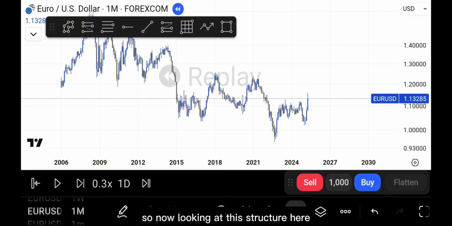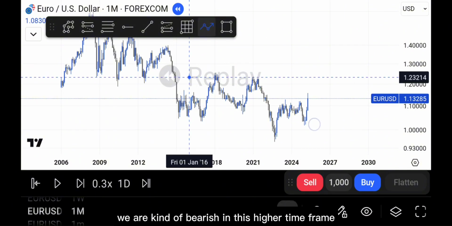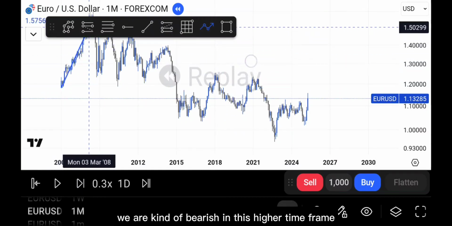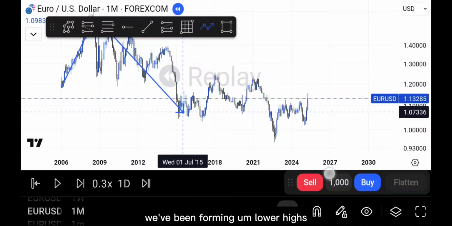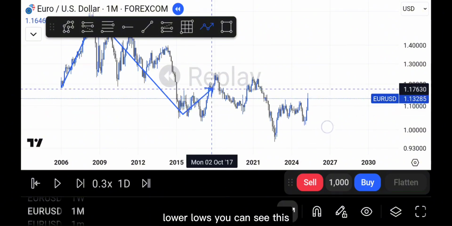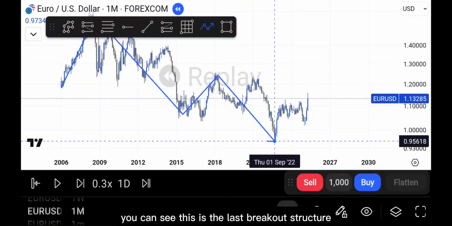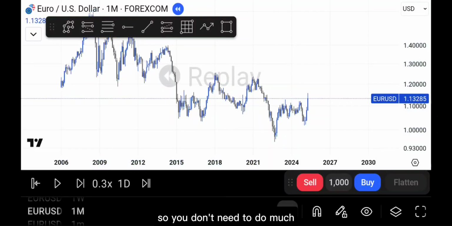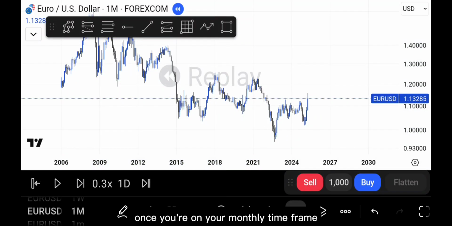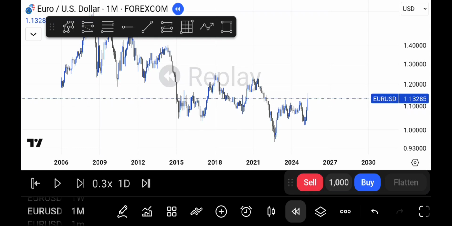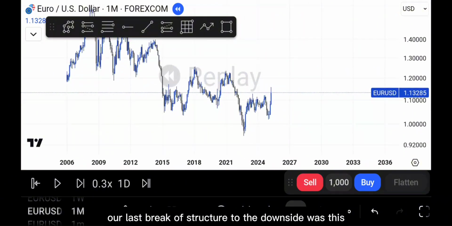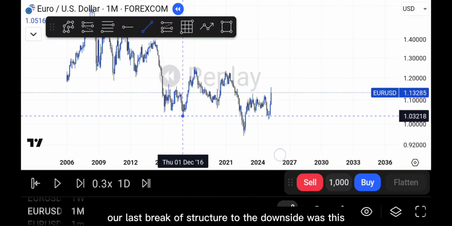So now, looking at this structure here, you can see that we are kind of bearish in this higher time frame. We've been forming lower highs, lower lows. I can see the last breakout structure, so you don't need to do much. Once you're on your monthly time frame, just go straight to the last visible breakout structure to you. What I mean by visible is the one that even a layman, a new person, can know that this is a breakout structure. So looking at this now, our last breakout structure to the downside was this.